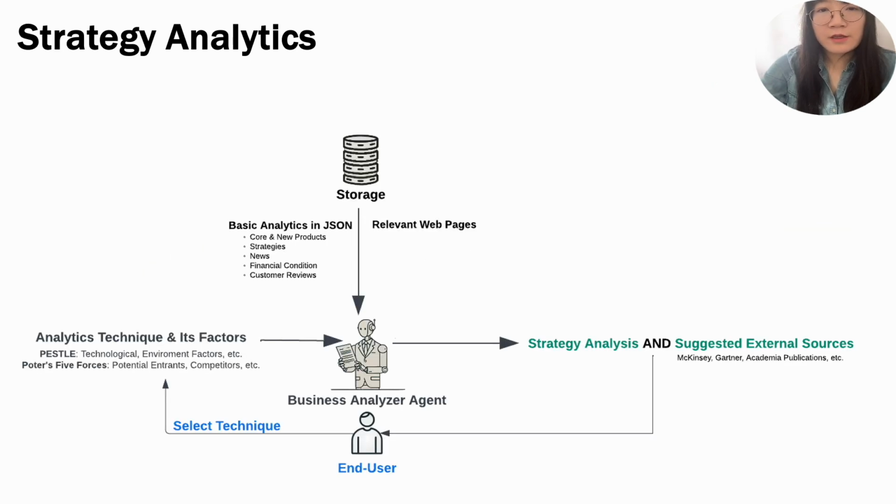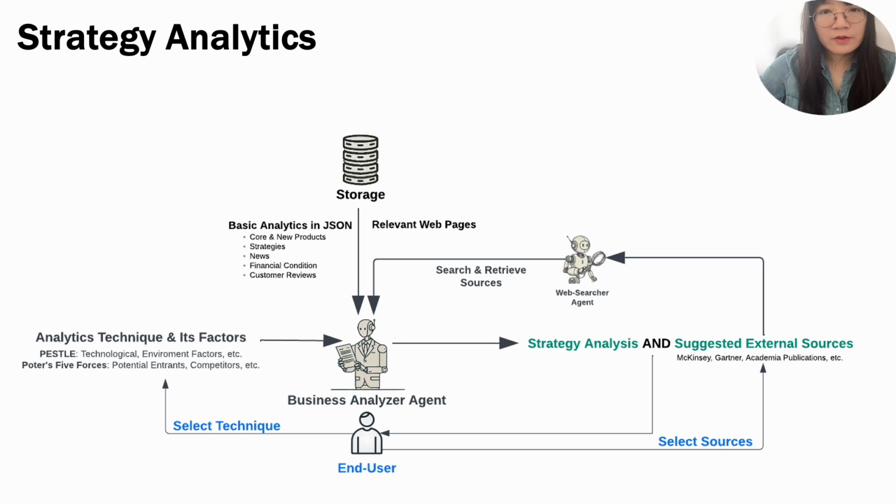Strategic analytics involves the business analyzer. The user can choose the business techniques and specify a factor to focus on. The business analyzer then identifies related web pages and combines them with the insights from the business analytics to generate a strategy report. This report will also recommend additional external resources to the user. Then the user can choose the resources they prefer and send them back to the web searcher to search, retrieve, and return to the business analyzer for a new comprehensive report.